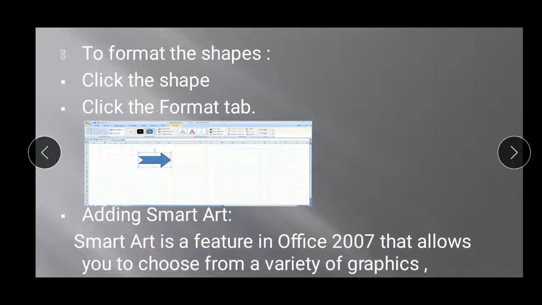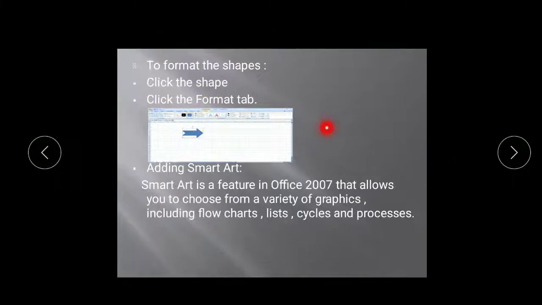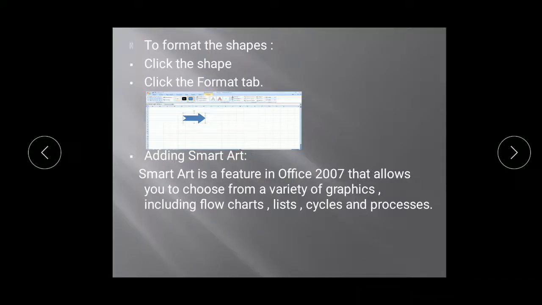Next is adding smart art. How do you add a smart art? We'll see that. Adding smart art. Now smart art is a feature in Microsoft Office 2007 that allows you to choose from a variety of graphics including flowcharts, lists, cycles and processes. So smart art is basically a format in which you can enter graphics, you can enter flow charts, you can show your data driven formulas, all those things through the smart art process.